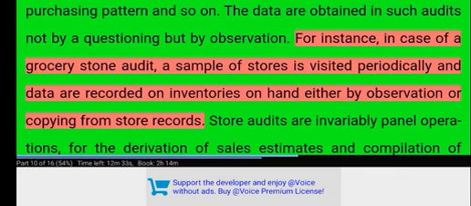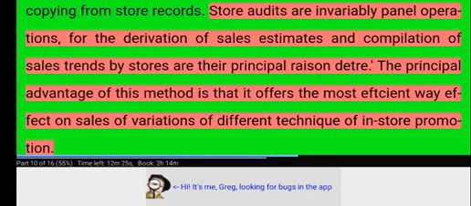For instance, in case of a grocery store audit, a sample of stores is visited periodically and data are recorded on inventories on hand either by observation or copying from store records. Store audits are invariably panel operations, for the derivation of sales estimates and compilation of sales trends by stores are their principal raison d'etre. The principal advantage of this method is that it offers the most efficient way to measure the effect on sales of variations of different techniques of in-store promotion.